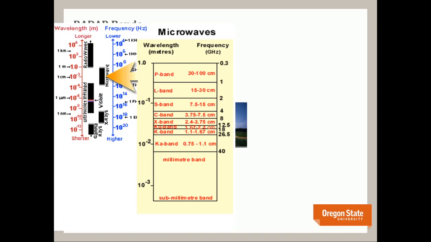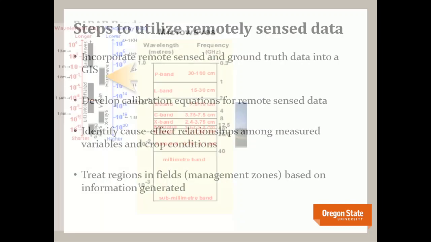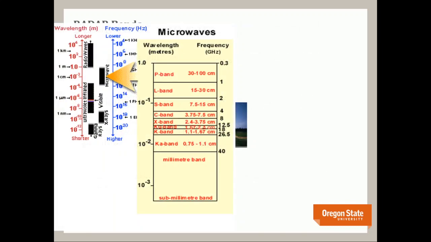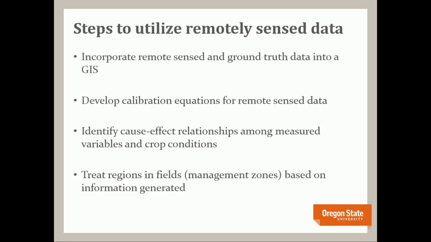So here the electromagnetic spectrum is presented. Steps to utilize remotely sensed data: incorporate remotely sensed and ground truth data into a GIS. Develop a calibration equation for remotely sensed data. Identify cause-effect relationships among measured variables and crop conditions. Treat regions and fields as management zones based on the information generated.